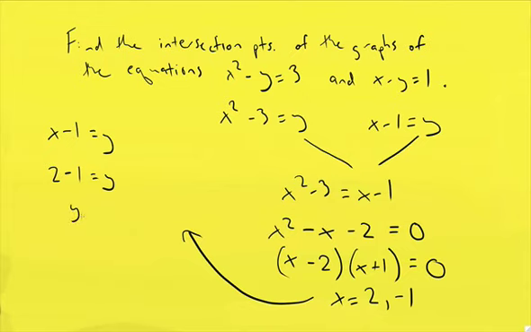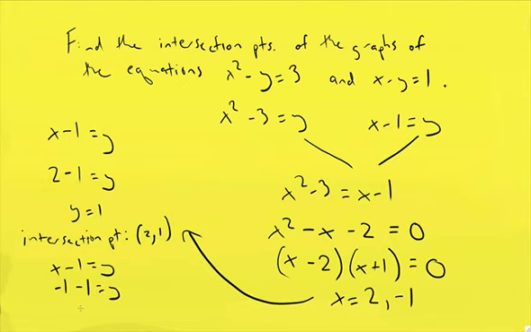So our first intersection point is 2, 1. And then our second intersection point, let's see, x minus 1 equals y. So we'd have negative 1 minus 1 equals y. So y equals negative 2. So our second intersection point would be negative 1, negative 2.